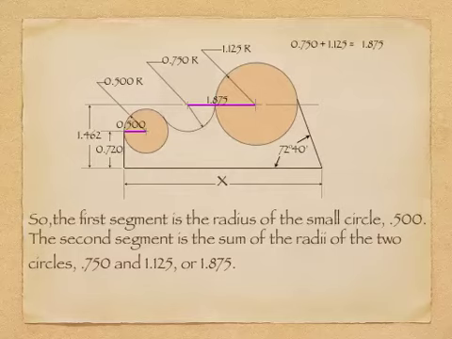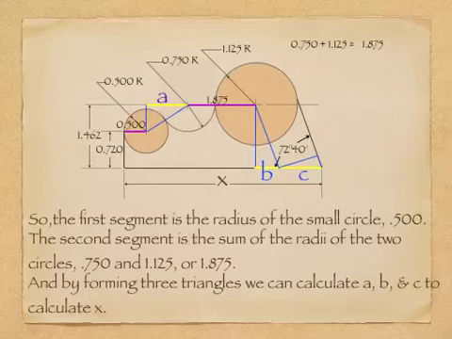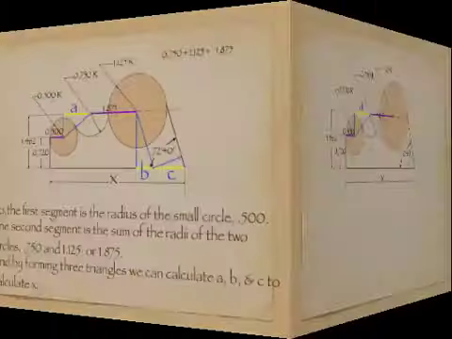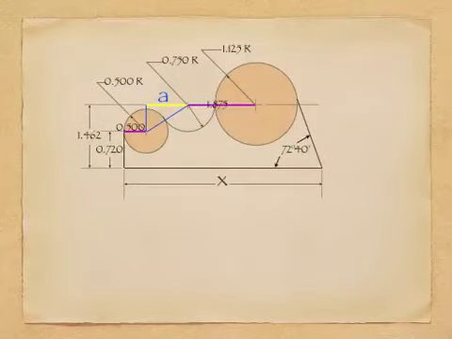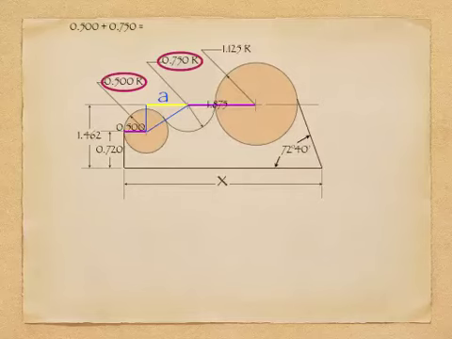To complete x, we're going to need to calculate three other triangles, triangle A, B, and C, to calculate the horizontal distances in each of those triangles. Let's get started with triangle A. Notice that the line for the hypotenuse of A goes between the centers of the two smaller circles, 500 thousandths and 750 thousandths. So if we add those together, we'll have the hypotenuse, which is 1 and 250 thousandths.